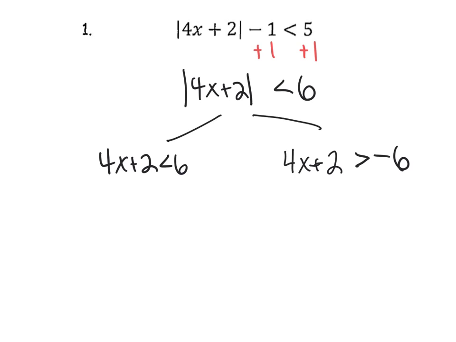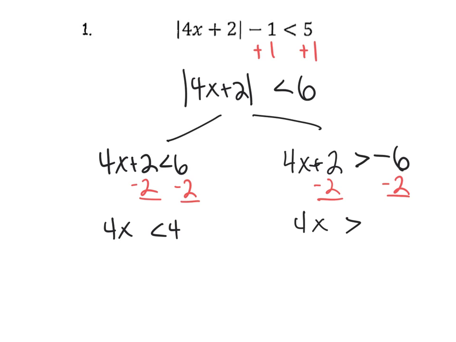To get the variable alone eventually, let's get rid of the 2 first, and I'm just going to do it all the way across. 4x is less than 4. And then over here I've got 4x is greater than -8. Last step, divide by 4. X is less than 1. X is greater than -2.